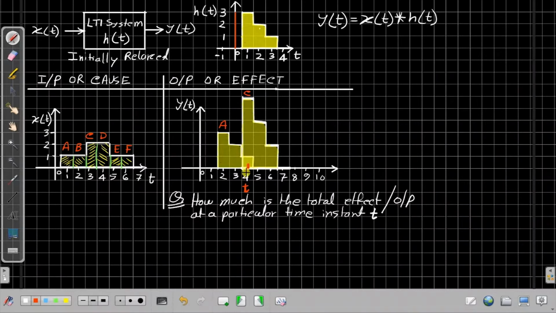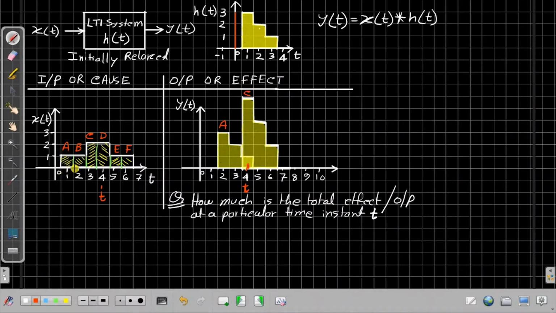Note that this point of time will be affected by slice A, slice B, slice C. However, slice A will have lower effect at this point of time compared to slice B, because as per the given shape of the impulse response, the effect of input decreases with time, and this point of time is farther from slice A compared to slice B, so slice A will have lower effect at this point compared to slice B.